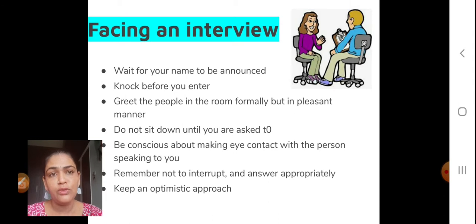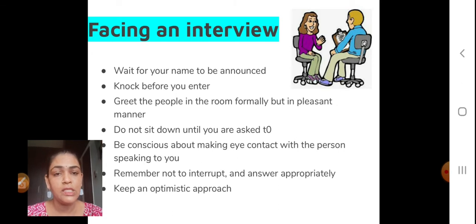Now, let's move on to facing an interview. What are the things to be kept in mind while we are facing an interview? Now, first, before entering the room, just wait for your name to be announced. Until your name is announced, do not knock on the door, do not enter the room. So, after your name is announced, then you have to knock before you enter, and after you enter, greet the people in the room formally but in a pleasant manner. Keep a smiling face and look at everyone present in the room.